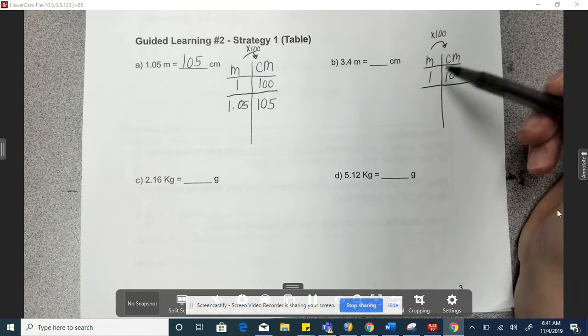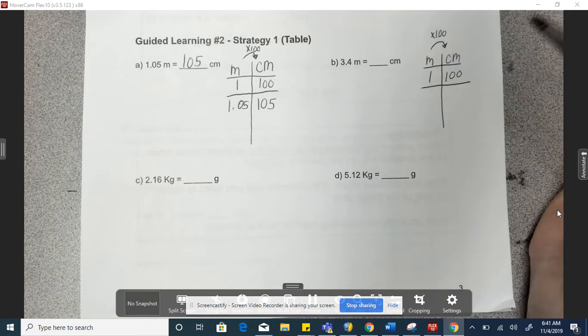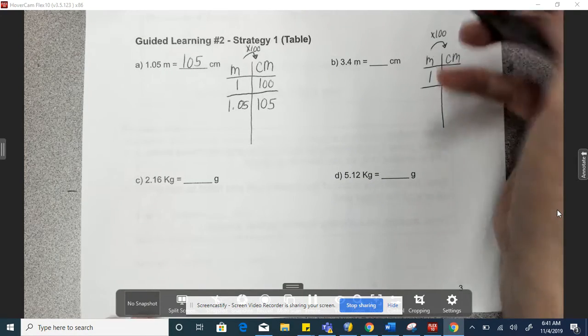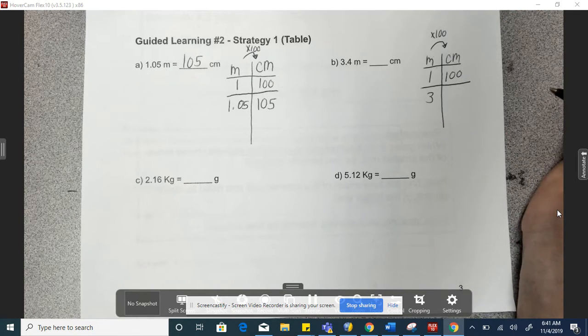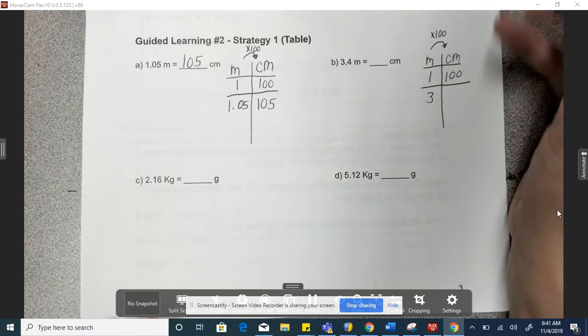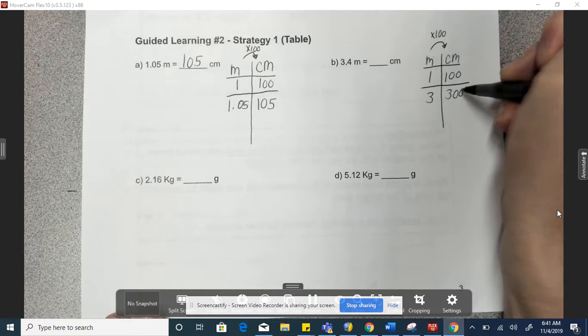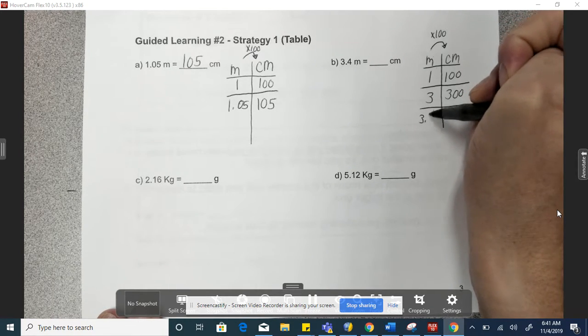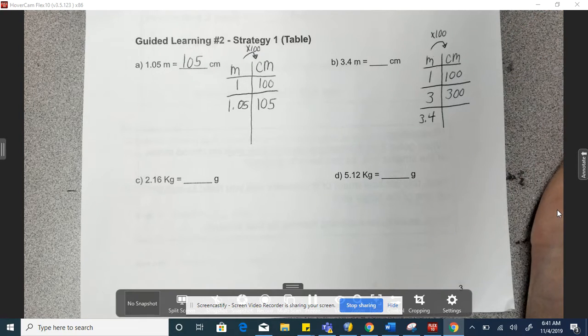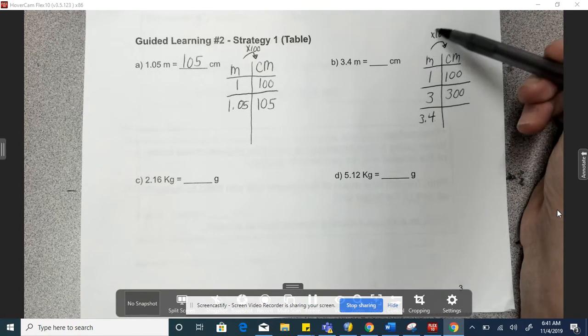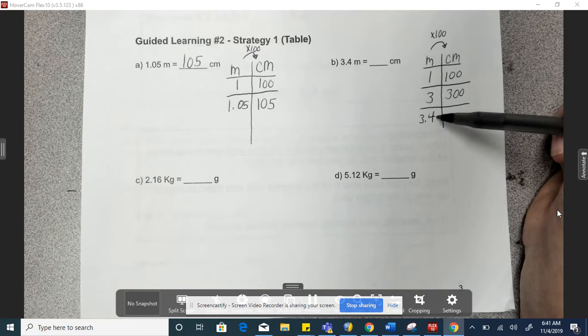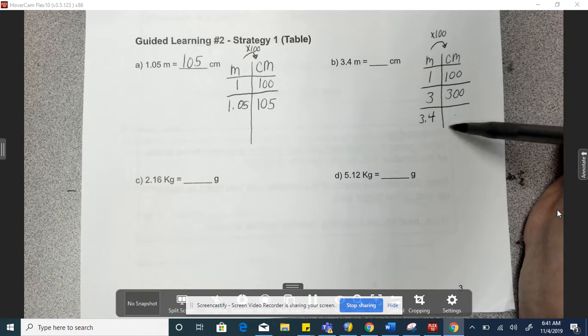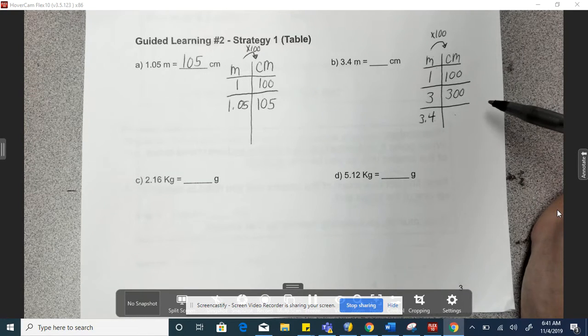So let's see. Now I'm going to try with just 3, because I don't want to jump to 3 4/10. I'm going to break it down just a little bit more. So if I had 3 meters, well, 3 times 100 is 300. So if I had 3 4/10 meters, I'm doing 3 4/10 times 100. Well, 3 4/10 is a little bit bigger than 3, so I know my answer is going to be a little bit bigger than 300.